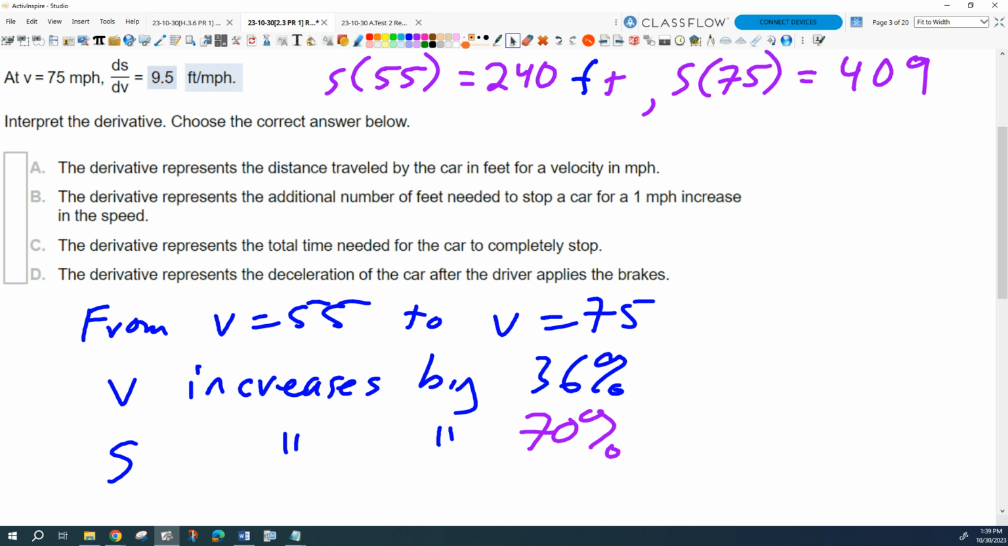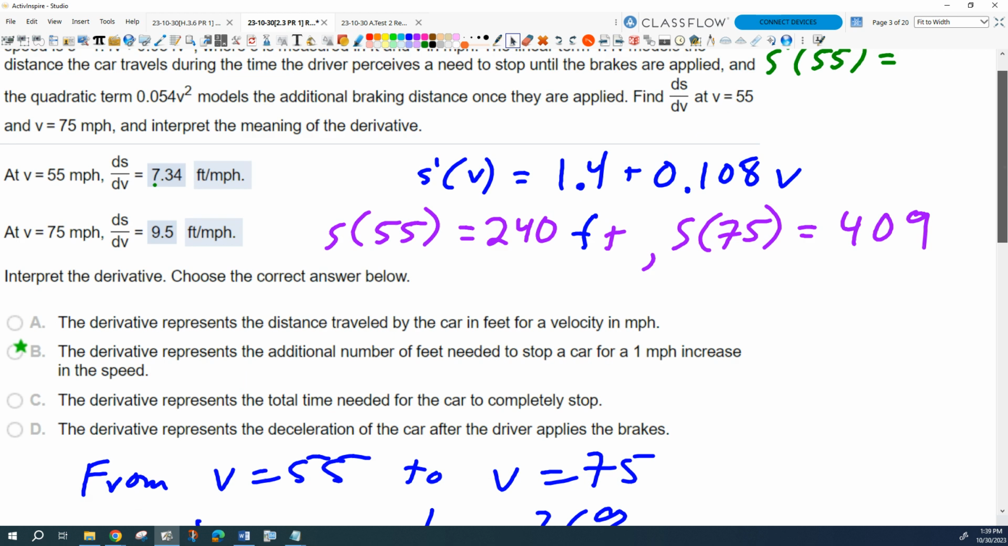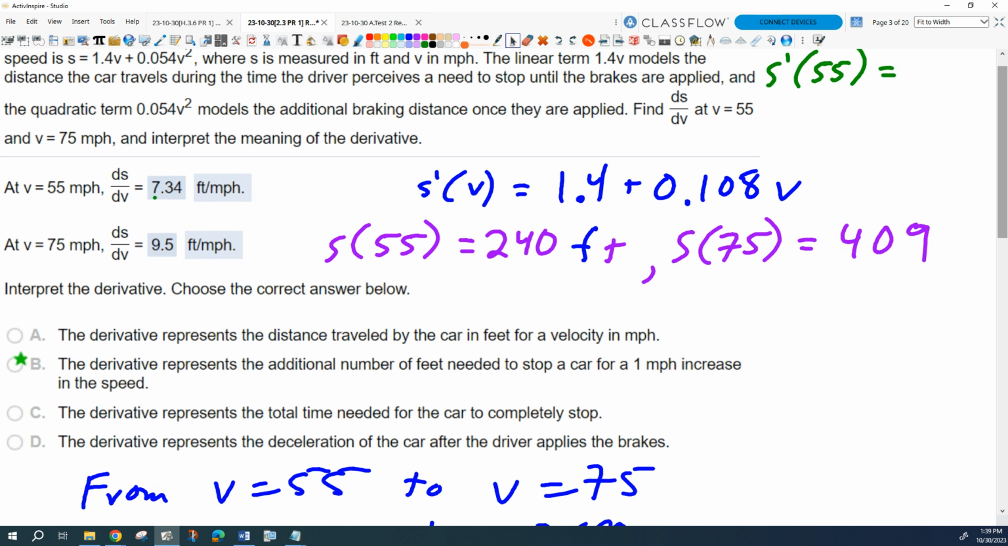And I can see why they say that, and it kind of makes sense. The derivative represents the additional number of feet needed to stop a car for a 1 mile per hour increase in the speed. Okay, yeah. I mean, that's kind of it, right? You're going to increase your stopping distance by budging by a mile per hour. That tells you you'd increase your stopping distance by 7.3 feet when you're traveling at 55, and you'd increase it by a full 9.5 feet when you're traveling 75.